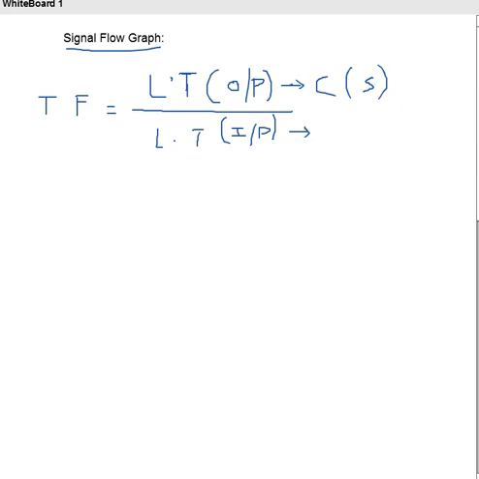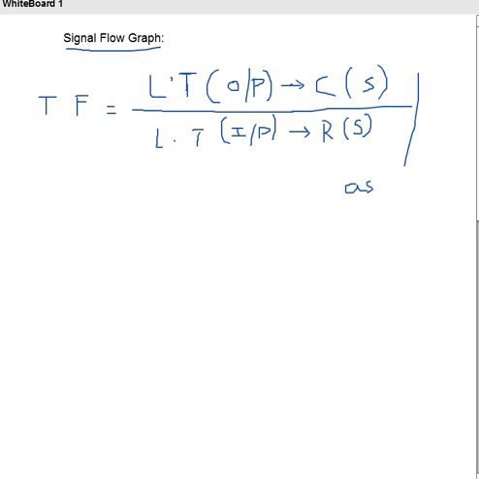Input is represented in control system as R. Since it is a Laplace transform, R of S. So the definition of transfer function in control system is C of S by R of S, the Laplace transform of output by the Laplace transform of input. So here one condition is there: assuming zero initial conditions.